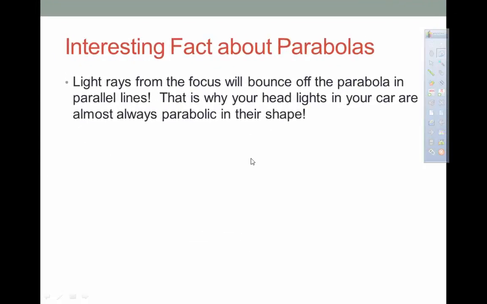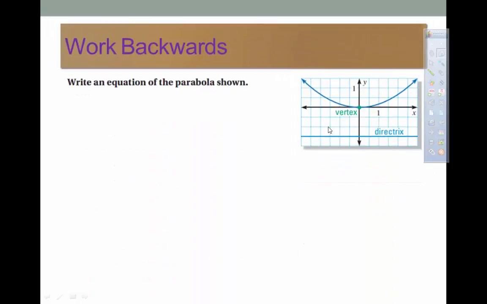Okay, so interesting facts about parabolas. I kind of shared this the other day. Light rays from the focus will bounce off a parabolic mirror, if it is a mirror. They will bounce off in parallel rays. That's why your headlights are often shaped in this parabolic shape. So, interesting engineering idea.